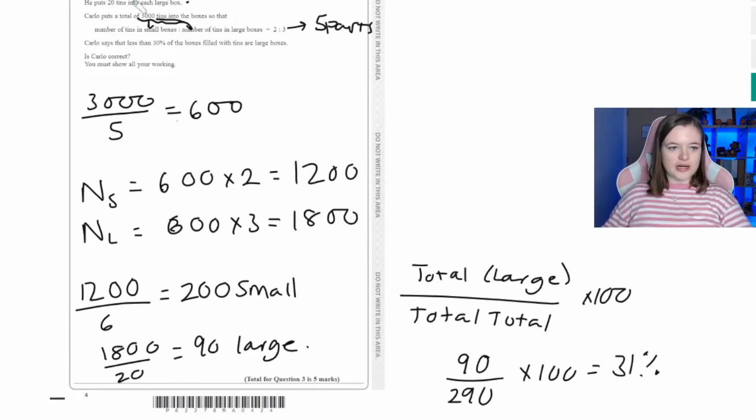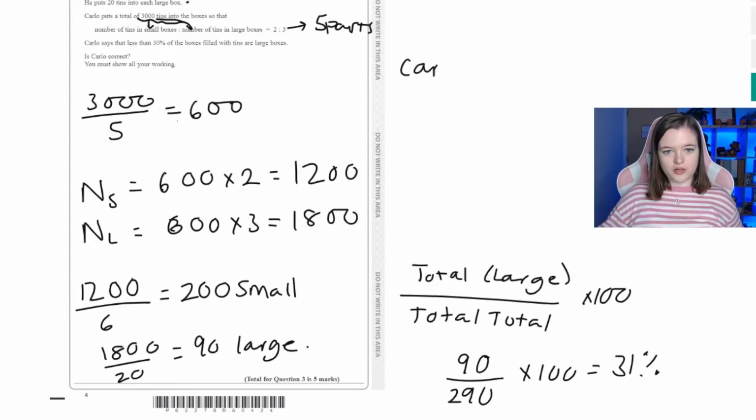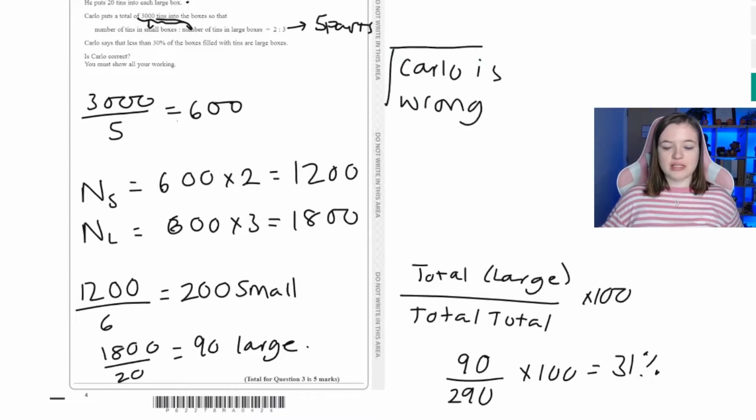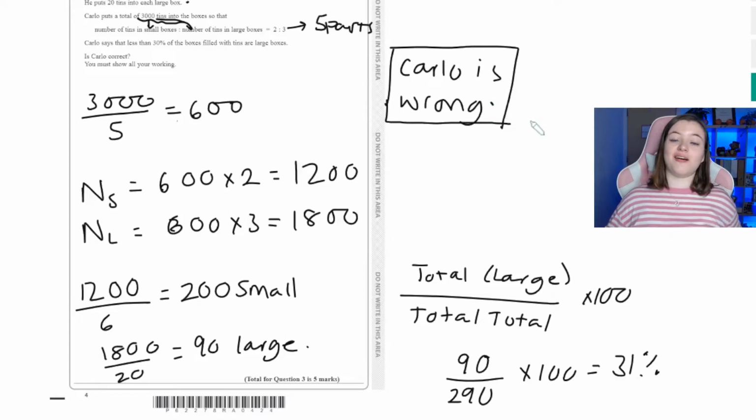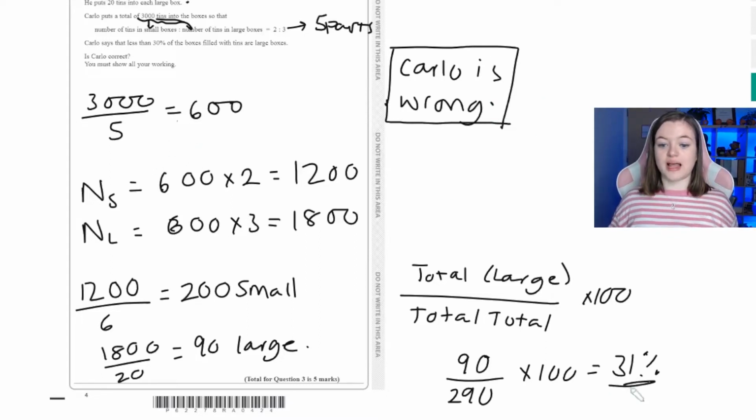So Carlos says that less than 30% of the boxes filled with tins are large boxes, and that's wrong, because actually 31% are large boxes. So what we need to put then is Carlos is wrong. So this statement at the end is really important. See, loads of people lose 1 mark on this because they do all the working perfectly, then they forget their statement. So you have to actually answer the question they're asking. They're actually asking, is he correct? So if you leave it as 31%, you get 4 marks for that, but to get 5, you have to say this part. Does that all make sense?